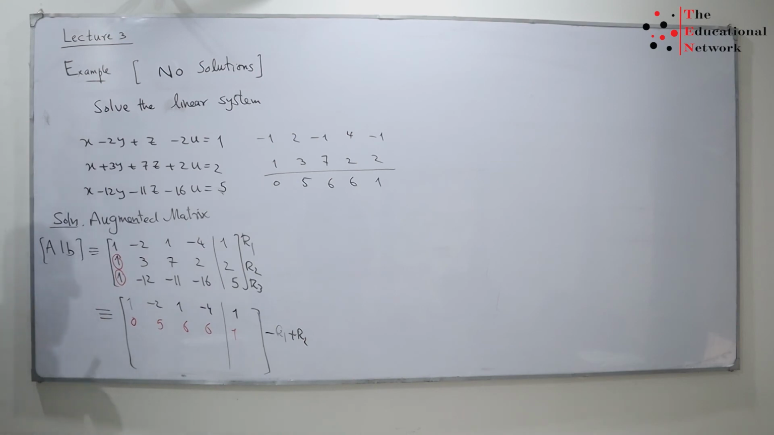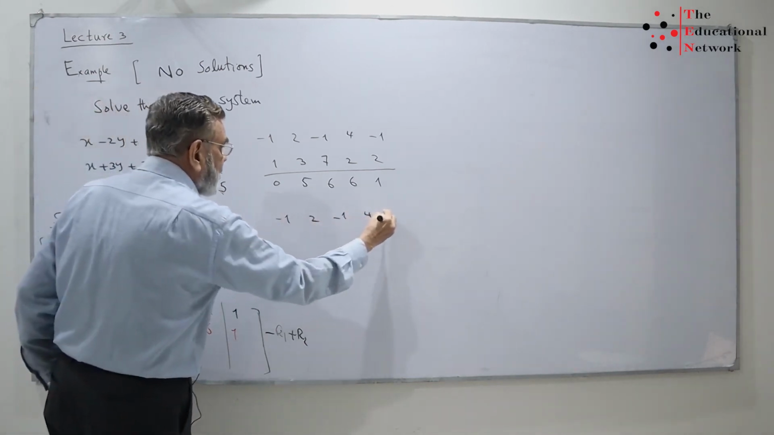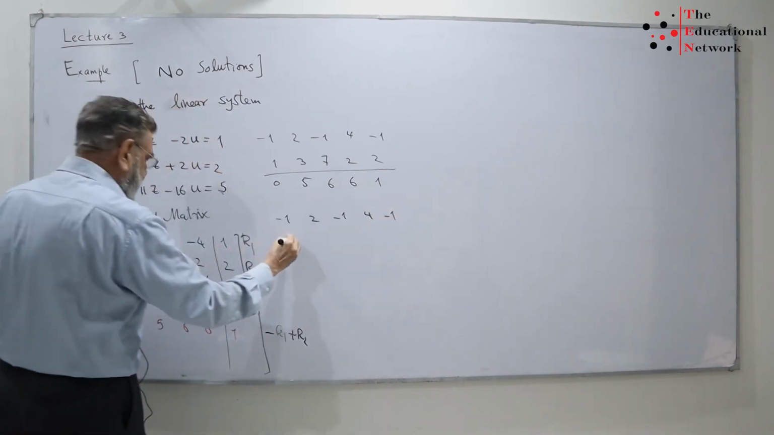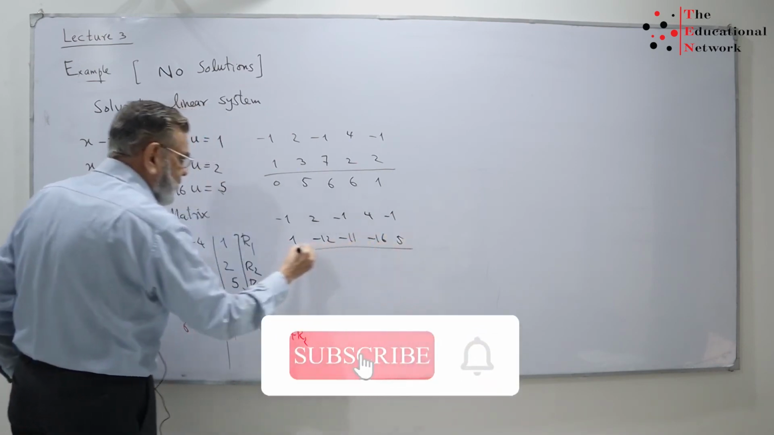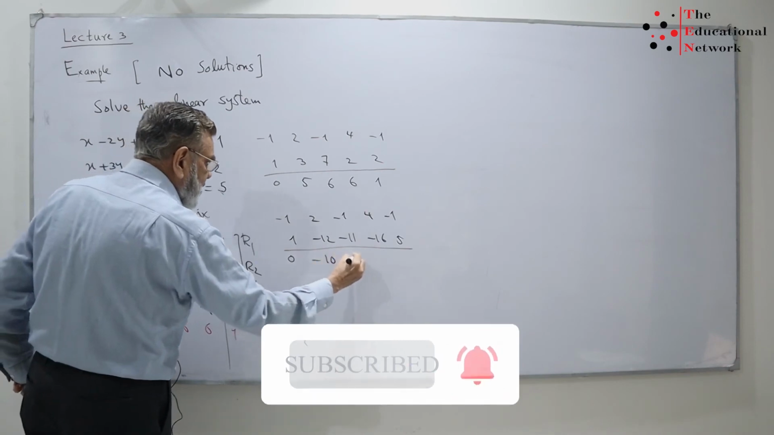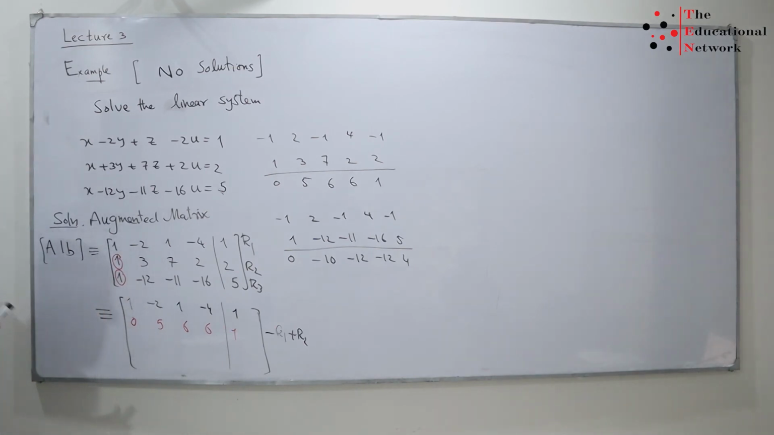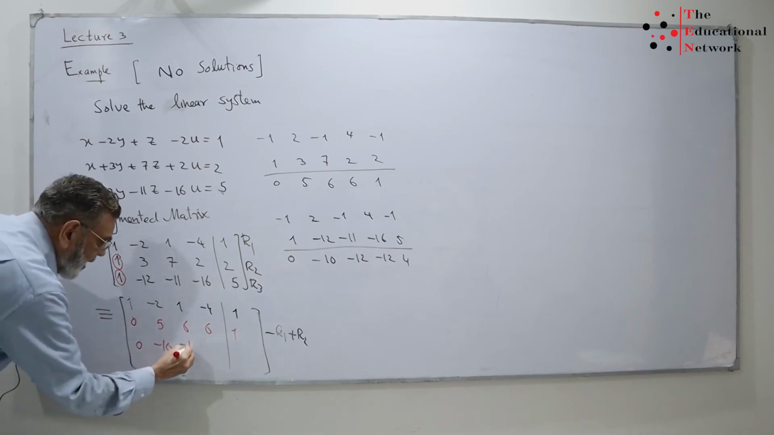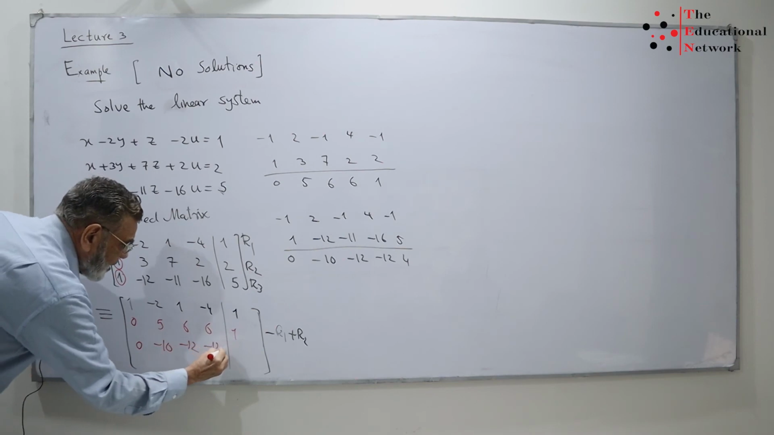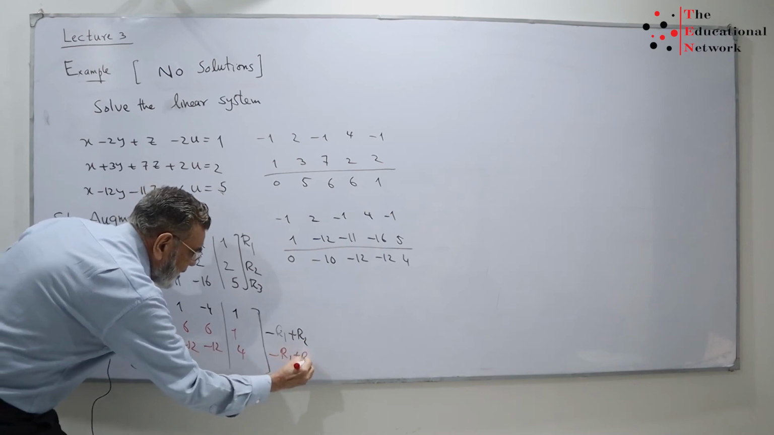The next is to make the elimination for R3 again. We multiply by minus 1 and add to this one. We get minus 1, 2, minus 1, 4, minus 1. My third row is 1, minus 12, minus 11, minus 16, and 5. We add it. We get 0, minus 10, minus 12, minus 12, and 4. So my new equation is 0, minus 10, minus 12, minus 12, and 4. This is minus r1 plus r3.